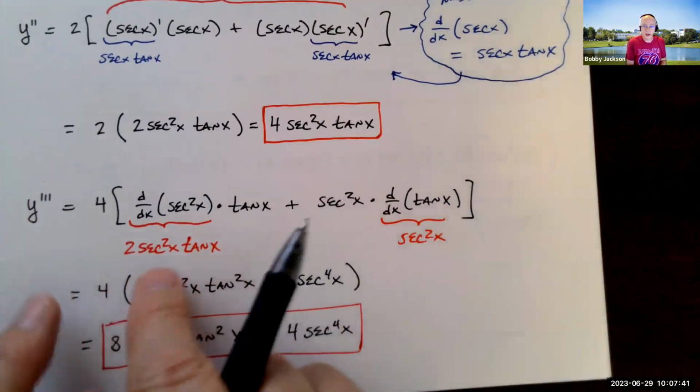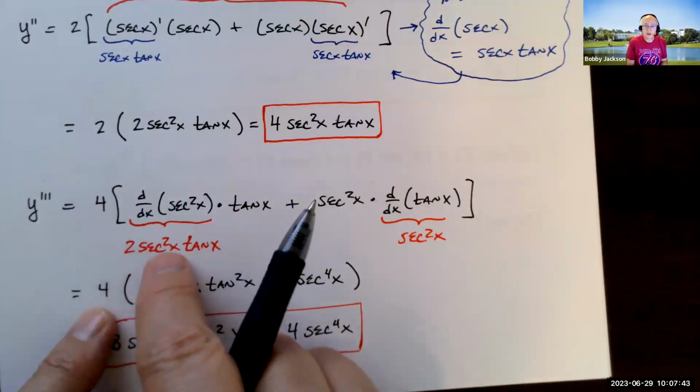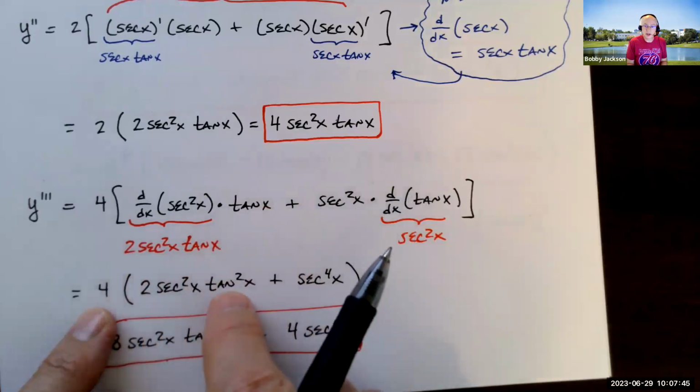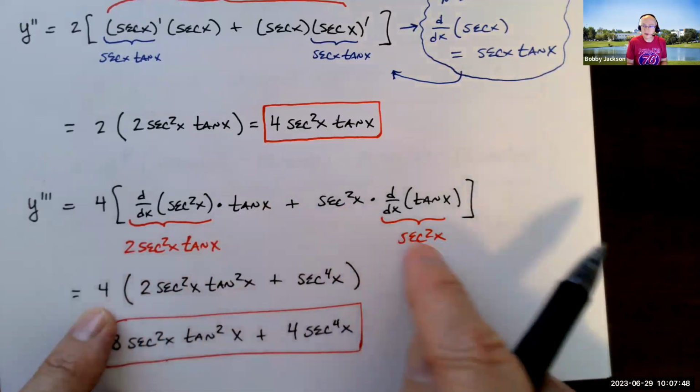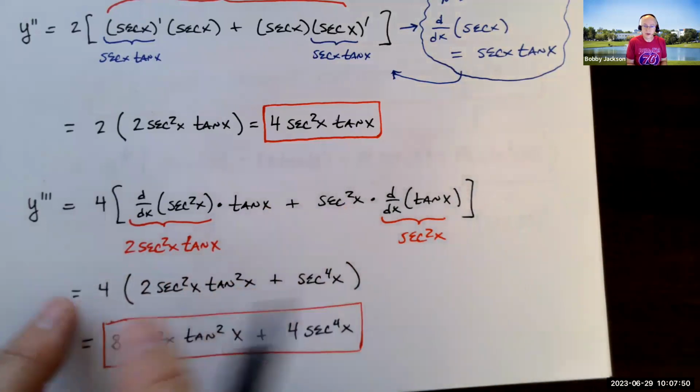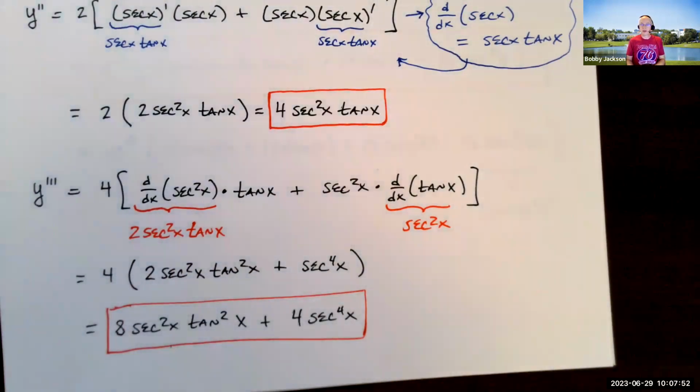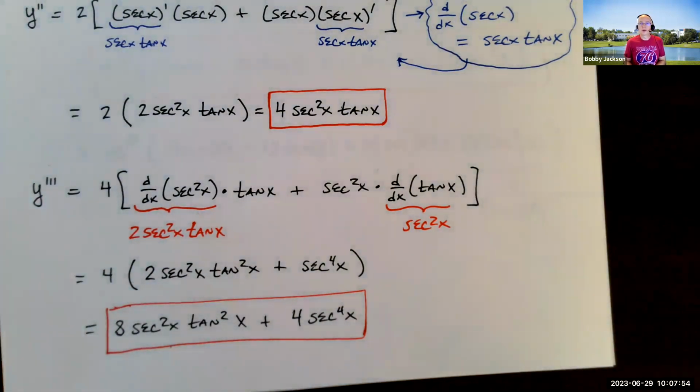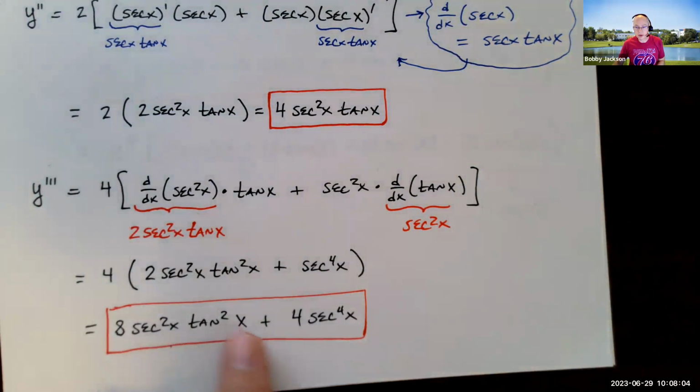And so I just clean this up. I get 4 times 2 secant squared x tangent x times tangent x, tangent squared x, plus secant squared times secant squared, secant to the 4th. Distribute the 4 through, and there's our third derivative. Okay, so it just keeps expanding more. You can imagine what it would look like if we needed the 4th derivative, right? We just have to use the product rule here, and we'd have to hope that by then we know that the chain rule will be much easier to take the derivative of this. Okay, but we'll stop here. Hopefully this is helpful.